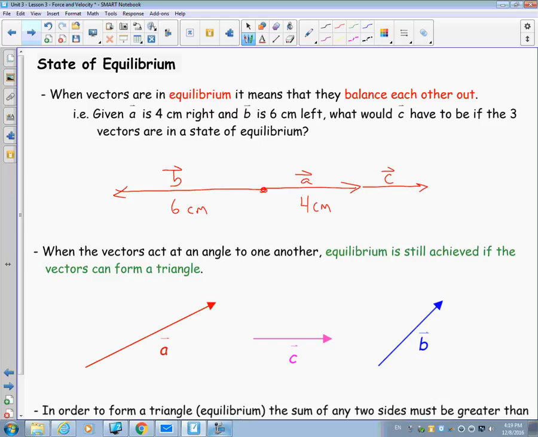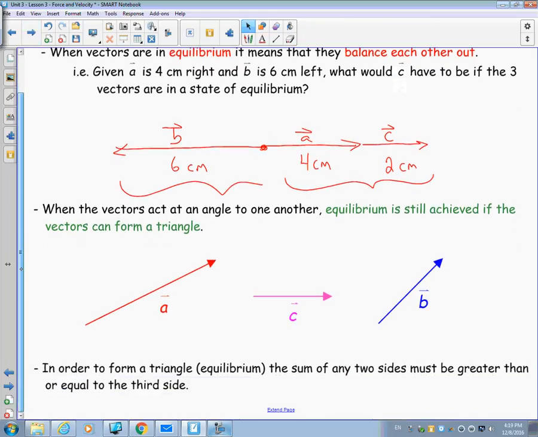Like think about a scale. And how big would it have to be? Well, it would have to be 2 centimeters. So I have 6 on one side and 6 on the other side, just like a balancing scale. Now that's kind of obvious when you're working in tandem, in a straight line. But what happens if they're not in a straight line? What if they're at angles to one another?